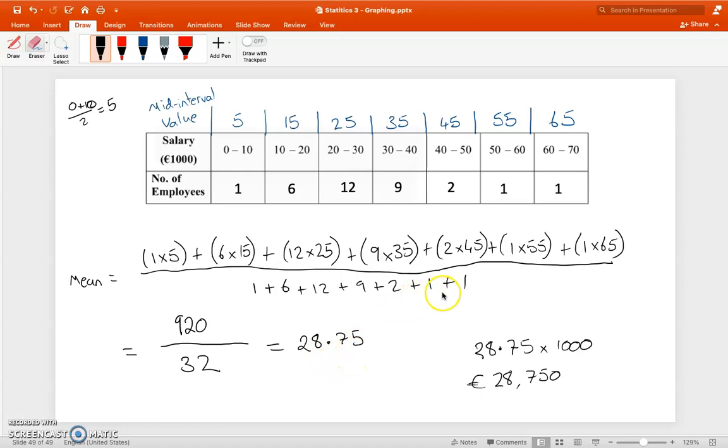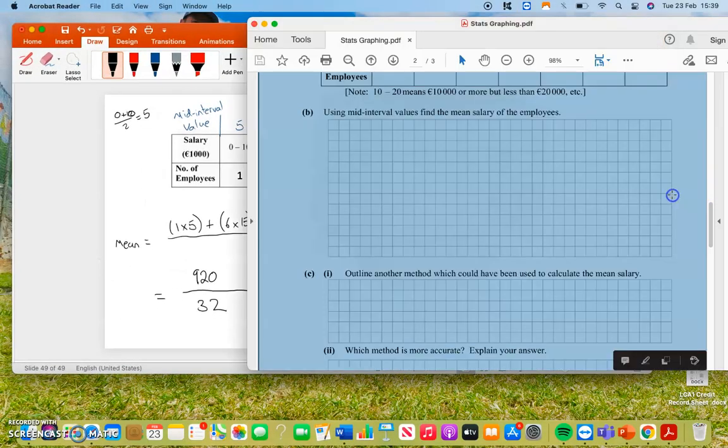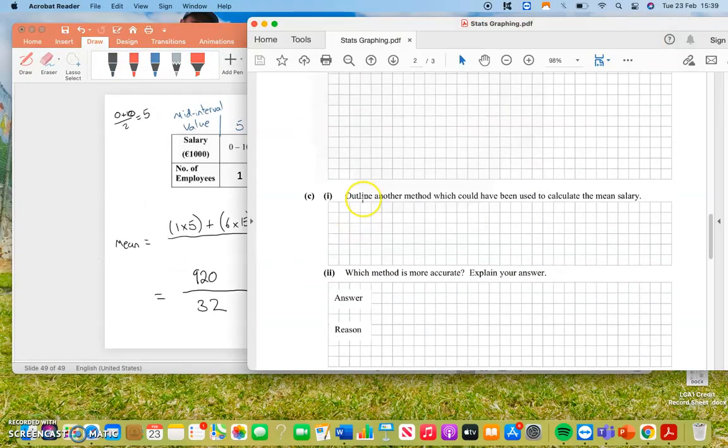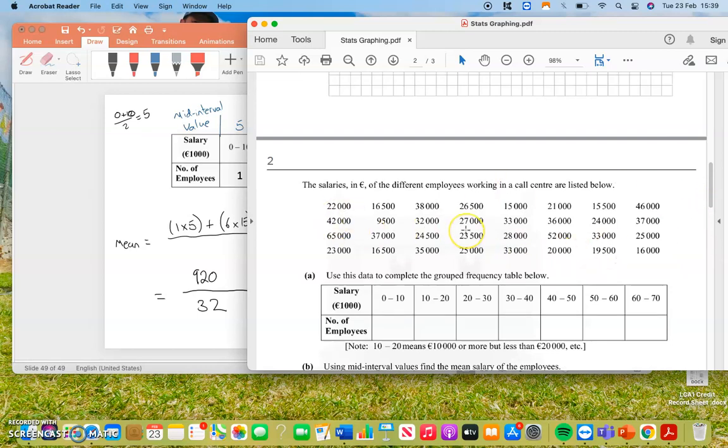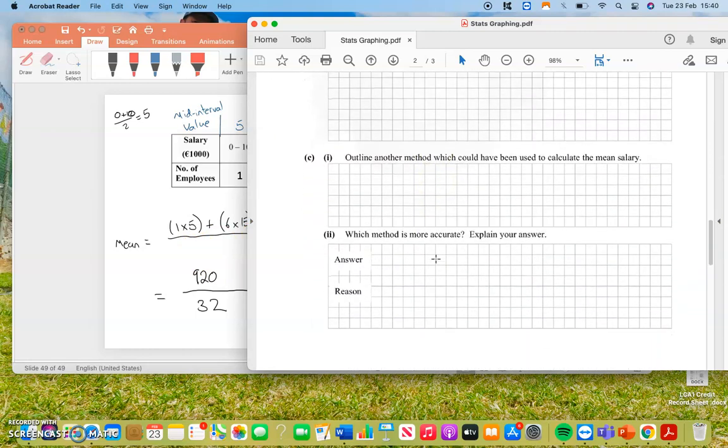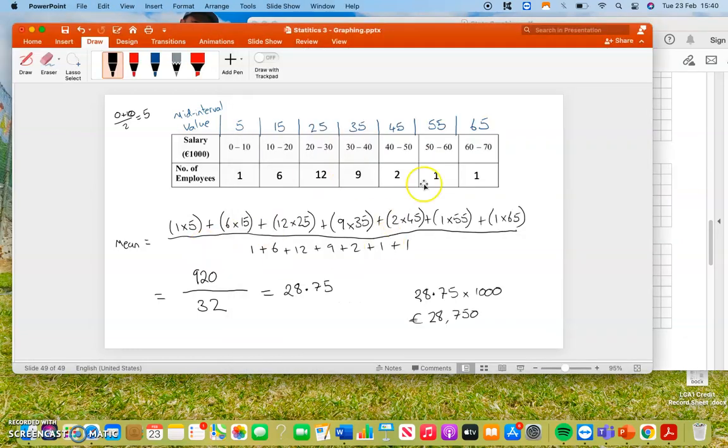The other question says outline another method which you could have used to calculate the mean salary. If you just added up all the salaries and divided by 32, it would be much more accurate than using the mid-interval values. Which method is more accurate? Obviously adding them all up and dividing, not this one, because this is an estimate. That's how you do that second part, and there's a question exactly like that in your test. So please make sure to look over this if you get stuck on it.